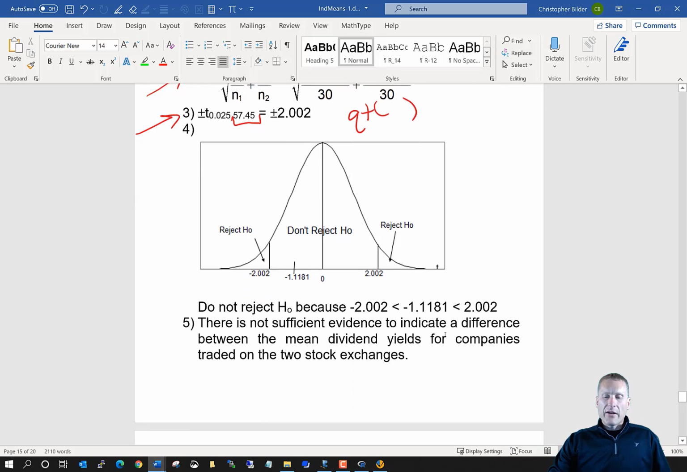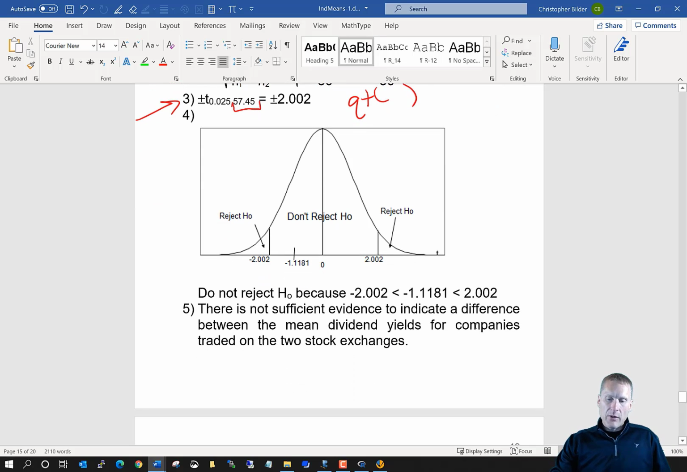Step 4, we plot everything out. And we can see our test statistic falls in our don't reject region. Here's a critical value, here's a critical value. So we actually need to state then the following. Do not reject H0 because -2 is less than -1.12 is less than 2. We actually need to state that. Step 5, what does this mean in terms of the original problem? Well, same as before. There is not sufficient evidence to indicate a difference between the mean dividend yields.